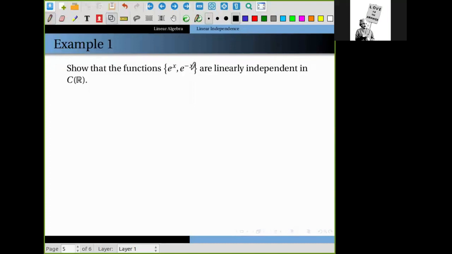These two functions actually have infinitely many derivatives. So they really live in a space called C infinity. There's infinitely many derivatives. All right, but we check this the same way. So we want to build the matrix W first.